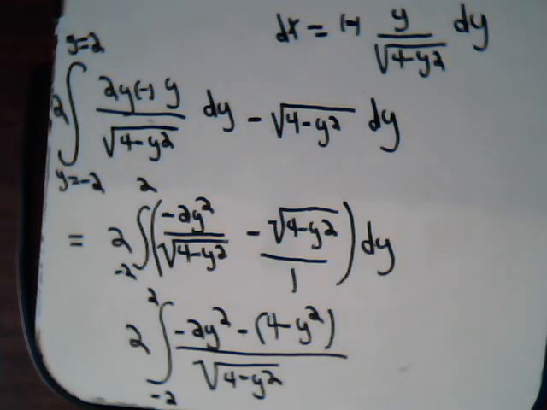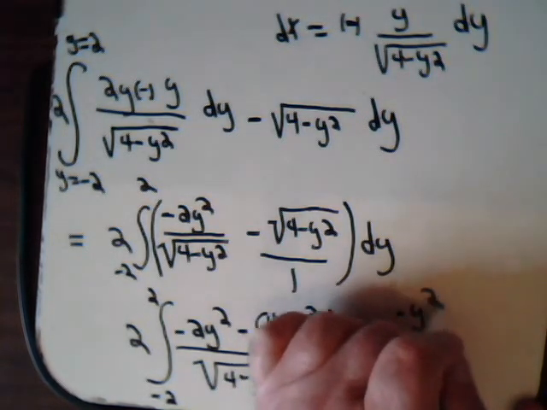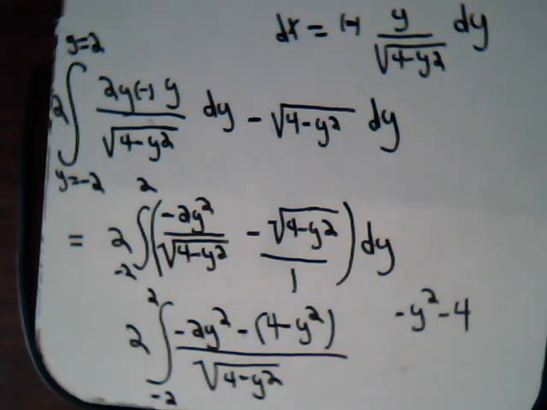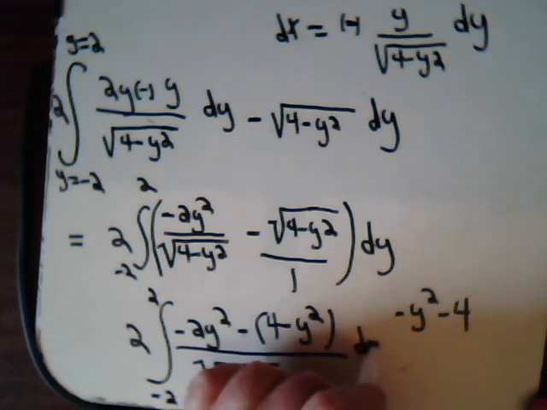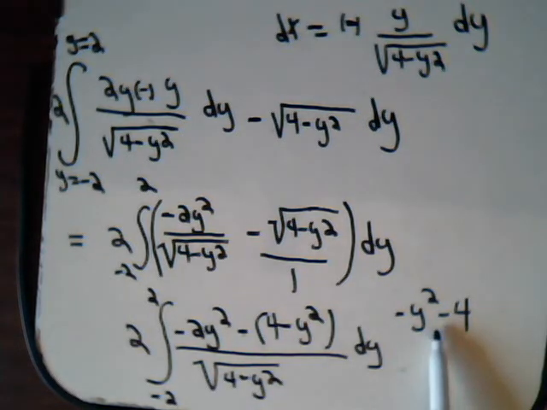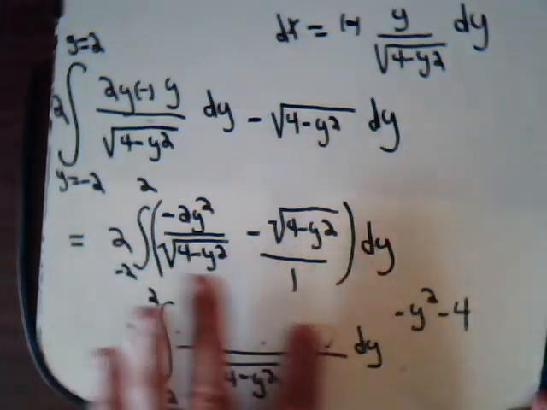Let's see what we have. Looking at this, we have minus 2y squared minus 4 minus y squared. So this will be minus 2 plus y squared. They have a minus sign, so this will be minus y squared minus 4. Of course, we have a dy here. So our numerator is minus y squared minus 4. So let's put this up here.